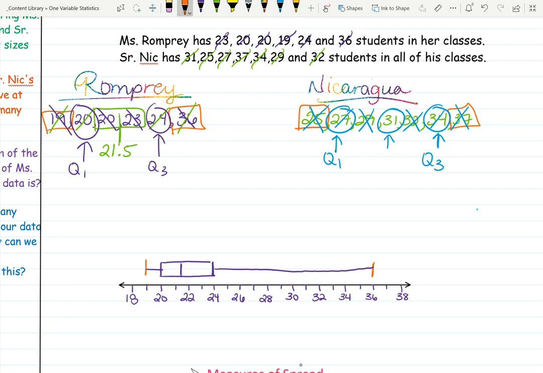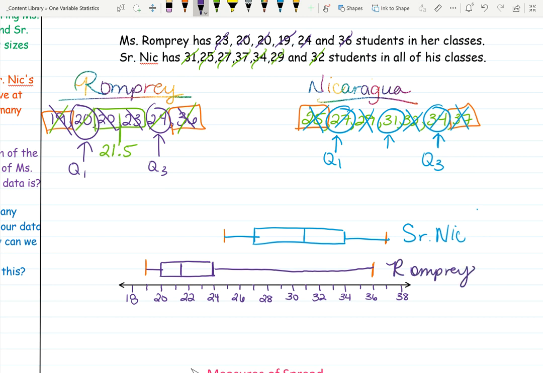So minimum of 25. Give myself a little bit more room. And maximum 37. Q1 at 27. 31, oh, that's Q2, and 34. It's my Q3. All right, and I'm going to go ahead and label these since we're both using the same number line.